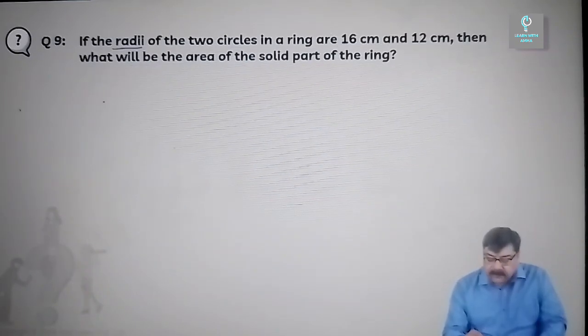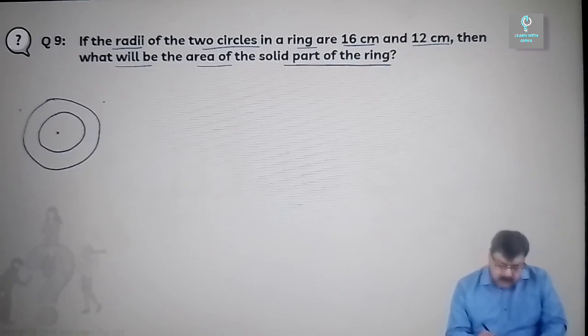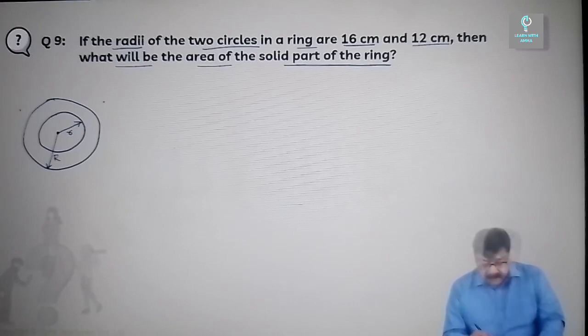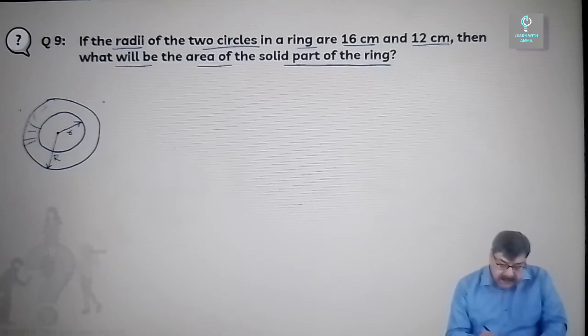If the radii of two circles in a ring are 16 centimeter and 12 centimeter, then what will be the area of the solid part of the ring? So let us say the radius of the inner circle here is small r in lowercase, and the radius of the larger circle is capital R, or r in uppercase. And you're supposed to find out this area of the ring.